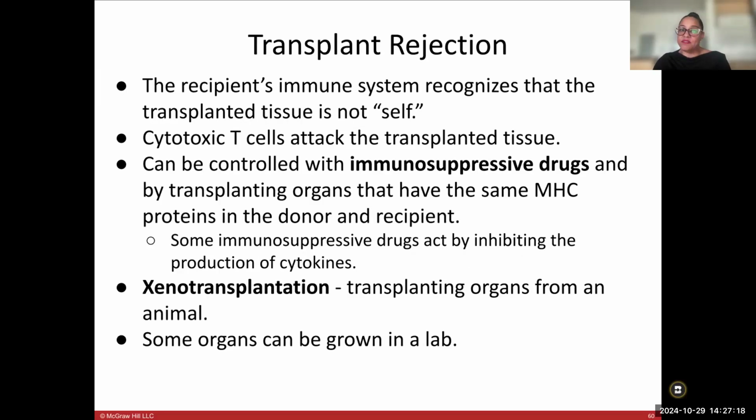Transplant rejection. The recipient's immune system recognizes the transplanted tissue is not self. It is other. Cytotoxic T cells attack the transplanted tissue, but this can be controlled with immunosuppressive drugs and by transplanted organs that have the same MHC proteins in the donor and the recipient. Some immunosuppressive drugs act by inhibiting the production of cytokines. Xenotransplantation is the idea that we can transplant organs from an animal. This is already happening. And some organs can be grown in a lab now with stem cells.